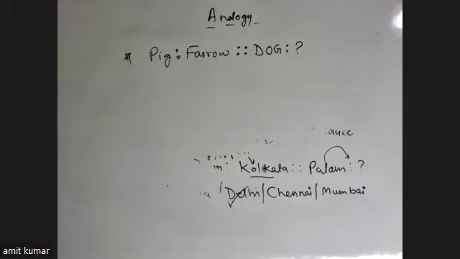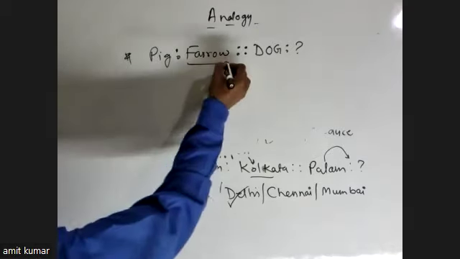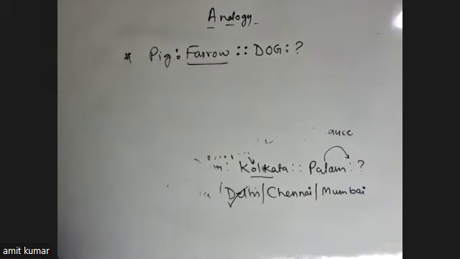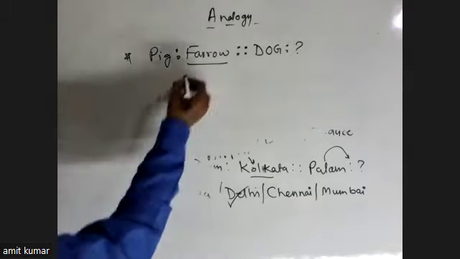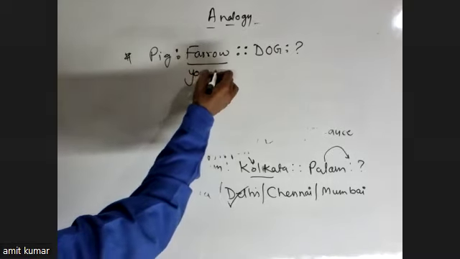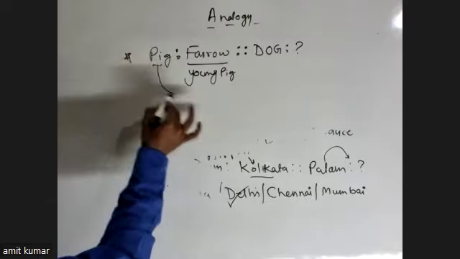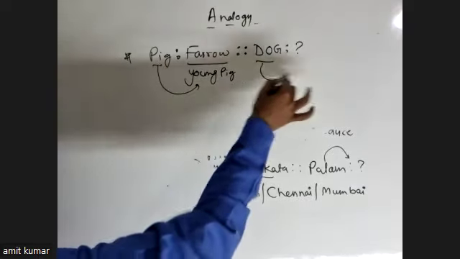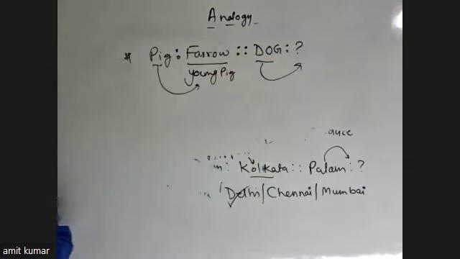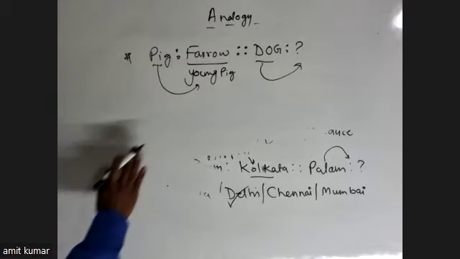Pig and pharaoh, what does it mean? What does pharaoh mean, beta? So pharaoh means piglets, their young ones. Yes. When a pig is young, what do we call it? Pharaoh. When a dog is small, what do we call it, beta? Puppy. Very good, puppy. That's the correct answer. Everyone knew it.